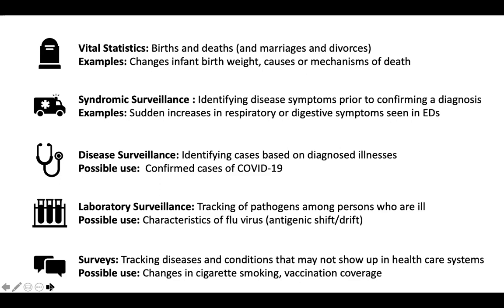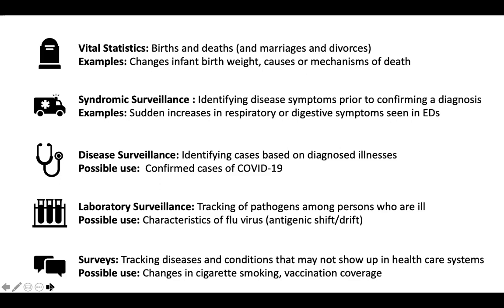Disease surveillance or case surveillance is once we have that confirmed diagnosis. For example, confirmed cases of COVID-19 would be case surveillance. Laboratory surveillance looks at the pathogens among people who are ill. We can see whether the virus is staying the same in its chemical and virologic composition, or whether it's going through any changes, any antigenic shifts or drifts, because that will be informative as we think about disease spread, and especially as we think about the development of our vaccines to target the disease.